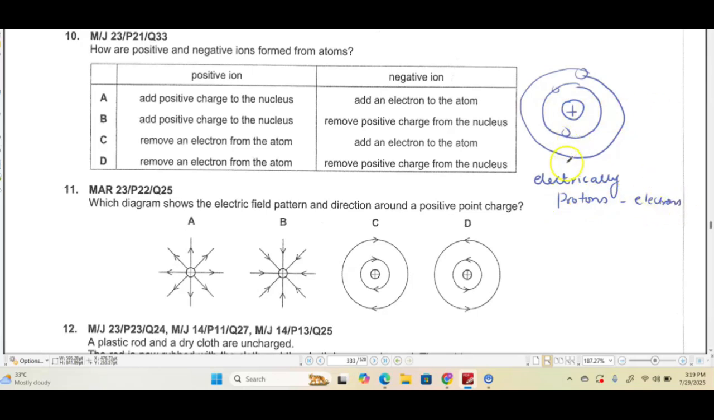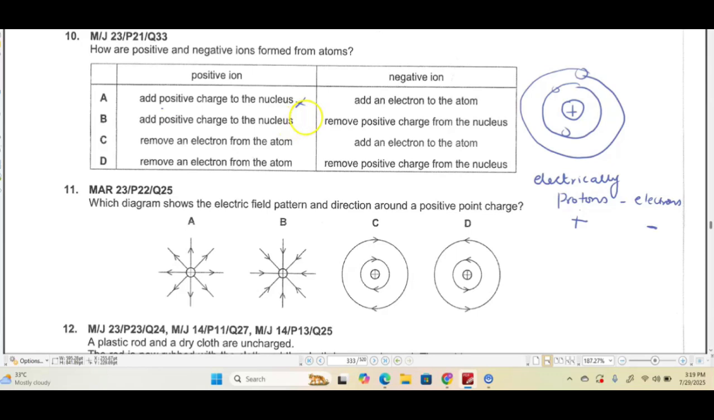So if an atom loses proton, that is positive charge, so it is going to become negatively charged. And if the atom loses electrons, so protons would become more and so it would become positively charged. Okay. So I hope you all know this principle. Now let's look at the options. It becomes positively charged because add positive charge to the nucleus. No, it has become positively charged because it has lost electrons. Add positive charge to the nucleus.